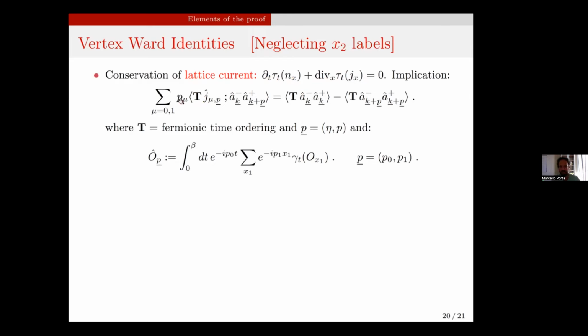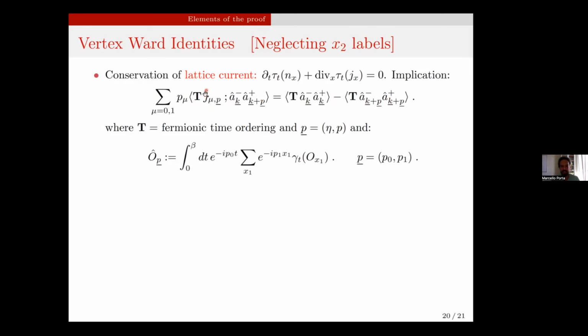You just rewrite this correlation function in configuration space, differentiate with respect to time, and use the conservation law to obtain this non-trivial right-hand side. The reason you have a non-trivial right-hand side is this time ordering operation, which introduces a discontinuity in time. So this looks very much like the Ward identity that you have in QED, let's say. That's very important there. And here we're using it at the level of this lattice model.